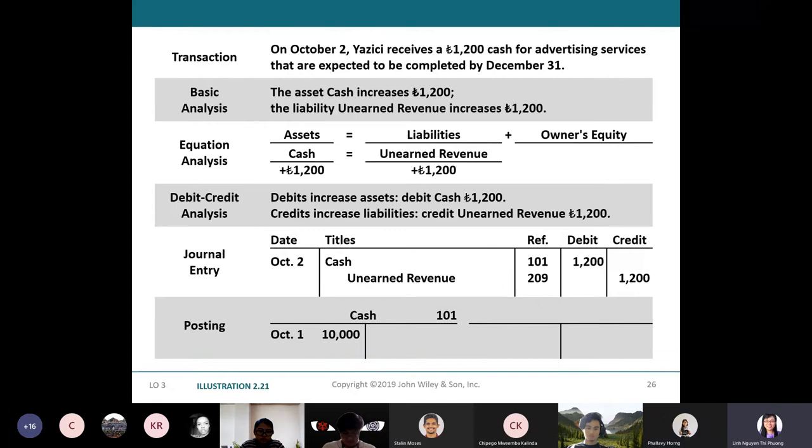Now, did you see that before we had cash 10,000? Now we debit another 1,200. Unearned revenue, you credited 1,200. Remember, we owe the customer a service. And when we provide the service to the customer, we're going to debit the unearned service revenue and credit service revenue. We will learn it in chapter 3. When we provide a service to the customer, then you will debit unearned revenue because we don't owe them anymore, and credit service revenue.